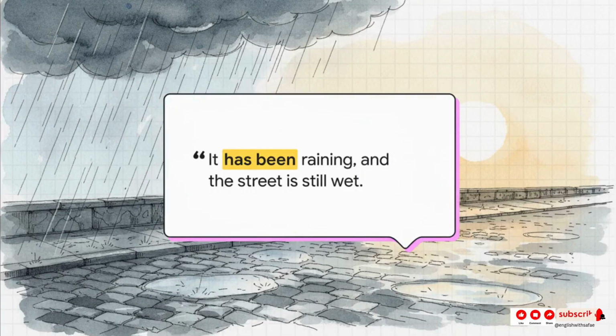Take a look at this. It has been raining, and the street is still wet. See that connection? That cause and effect? The raining was happening in the past, but the result, that wet street, is something we're dealing with in the present. This tense links those two moments perfectly.